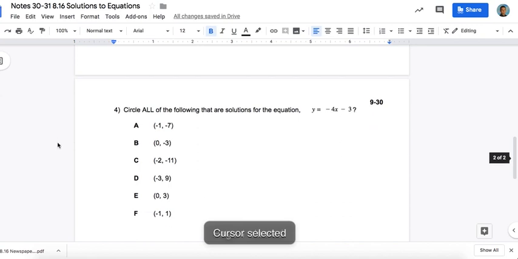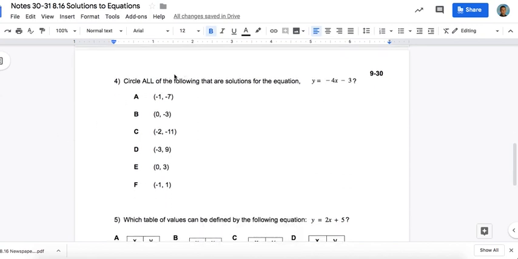Okay, let's look at number 4. Now we have to pick all the ones that would be solutions. So once again, here is what I'm going to be doing to see if it gives me the correct y value. We're going to do negative 4 times negative 1, which is positive 4. And 4 minus 3 is 1. So that is not a solution.